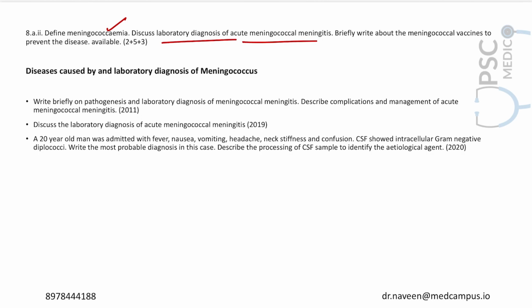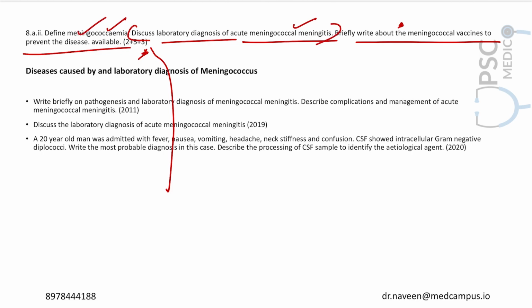Define meningococcemia. Describe the laboratory diagnosis of acute meningococcal meningitis. Briefly write about meningococcal vaccines available to prevent the disease. See, vaccination is not a part of paper 1. Vaccination is a part of either PSM or the immunization part of pediatrics. There was a question in the test series about what are the vaccines which prevent CNS infections. In that we did discuss the meningococcal vaccine in detail. You can copy that here. Yes, again it's an integrated question, but the lab diagnosis part and meningococcemia you can happily cover again, right?